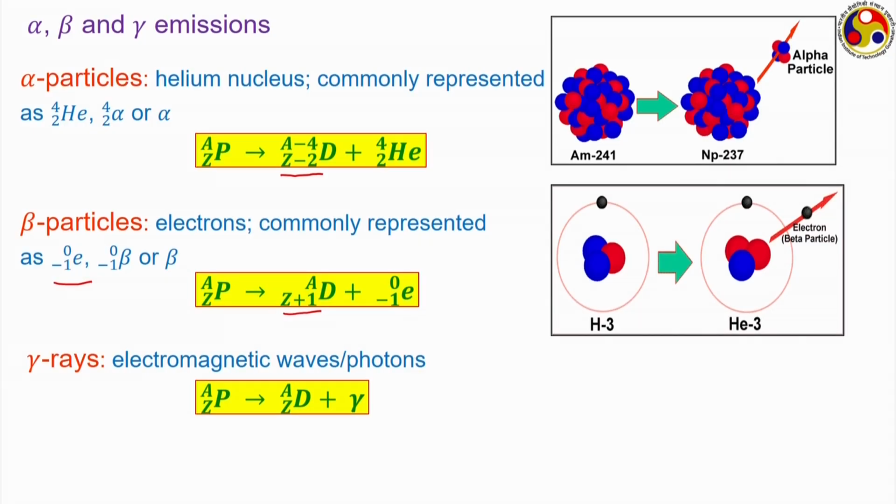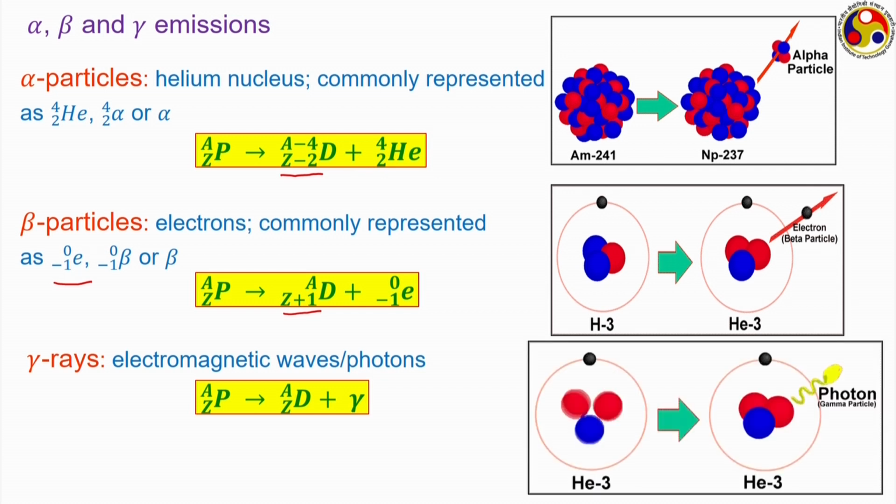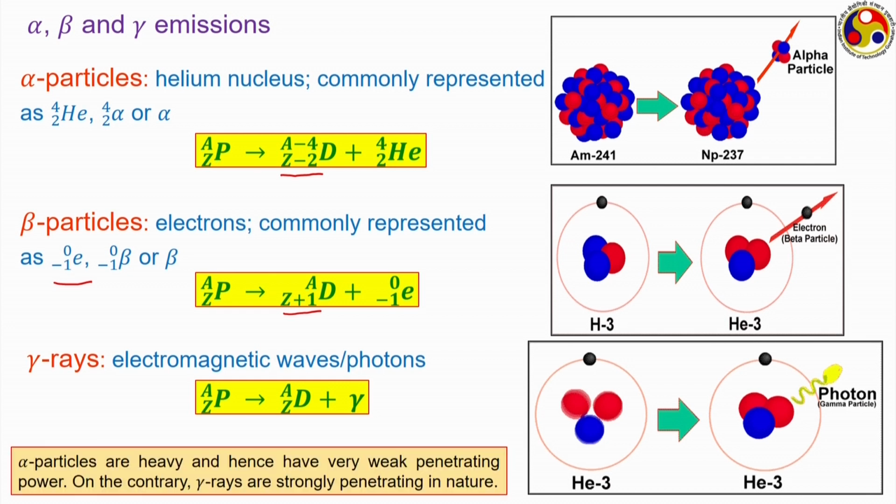It is an example of an isomer, or we can say that the daughter is an isomer of the parent, because it has the same number of protons and neutrons, but its energy level is lesser. Gamma rays, being electromagnetic waves, are highly penetrating in nature, whereas alpha particles, being the heaviest, have very weak penetrating power. Actually, they can be stopped just by a very thin piece of paper. Beta rays have penetrating power in between alpha and gamma rays.